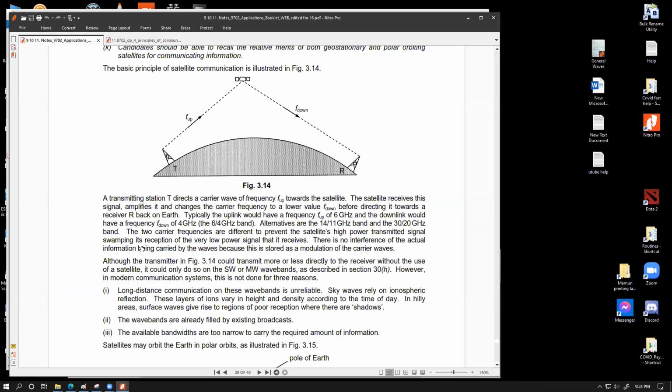One of the behaviors of electromagnetic waves is that, how can I put this? I'm at a loss of words.